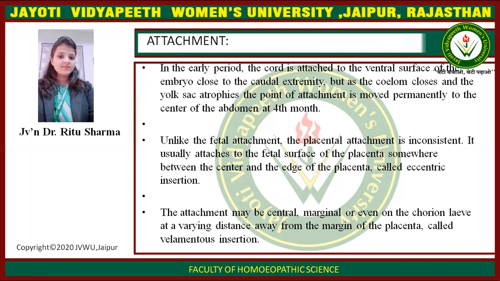Unlike the fetal attachment, the placental attachment is inconsistent. It usually attaches to the fetal surface of the placenta somewhere between the center and the edge of the placenta, called eccentric insertion. The attachment may be central, marginal, or even on the chorionic leaf at a varying distance away from the margin of the placenta, called velamentous insertion.